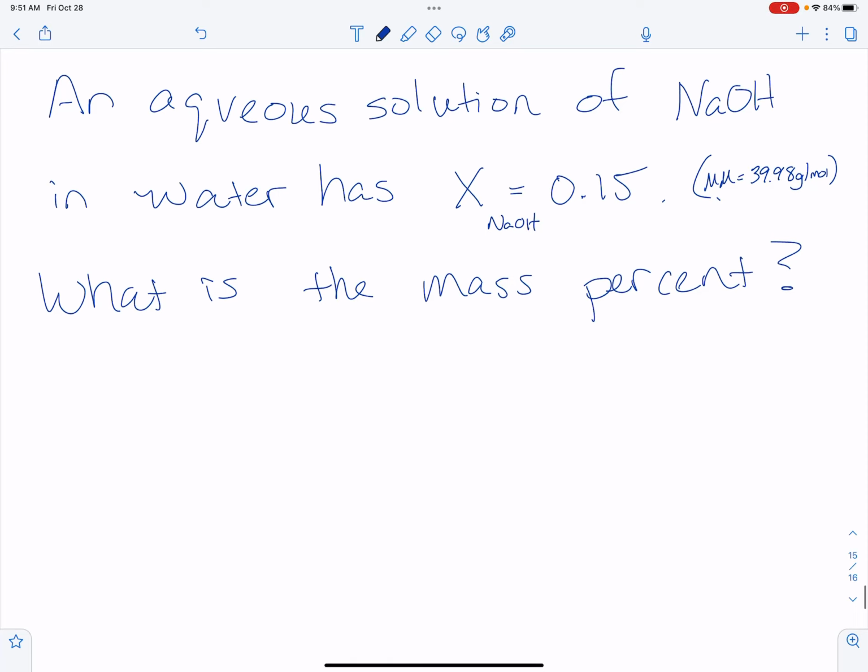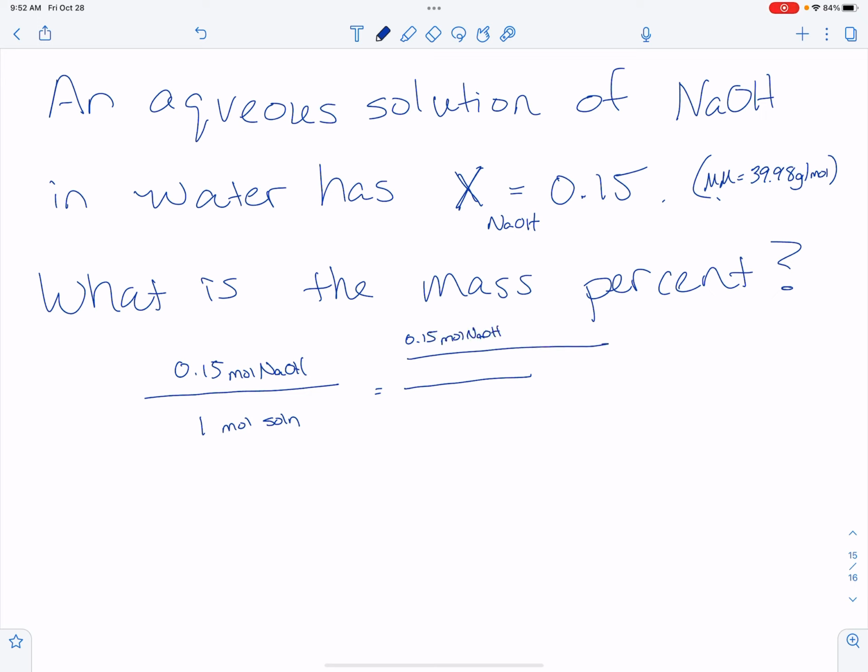So we are going to take our 0.15 moles of NaOH, and I'm just putting the units of mole fraction on there. So it's an understood 1 mole of solution. I need my top unit to be moles into grams of NaOH, and then I've got 39.98 grams in 1 mole of NaOH. And that'll get my top unit in moles.